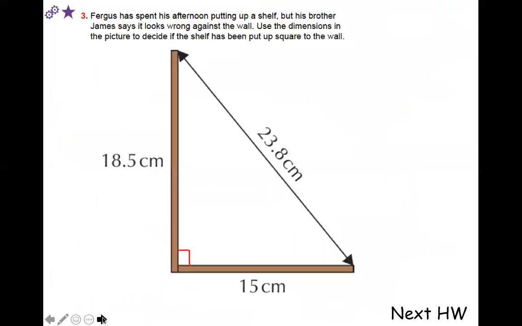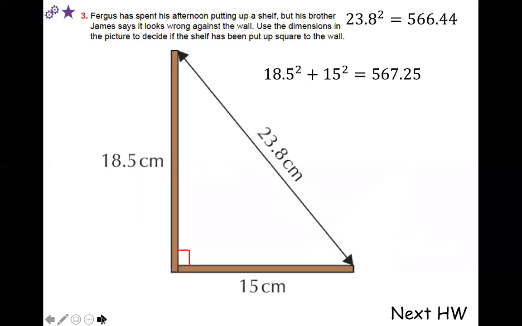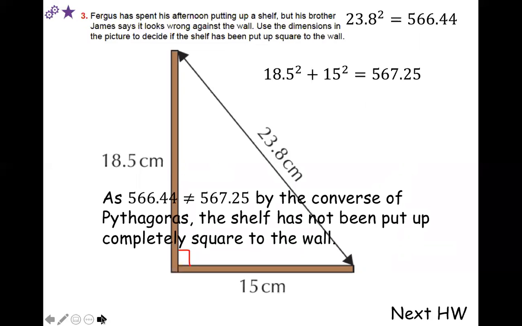And this question here, we had Fergus. He was putting up a shelf. James came in and says it looks wrong. Now, he measured the dimensions of the shelf to decide if it has been put up square. So, to prove his brother wrong, he's going to have to prove that 23.8 square is the same as 18.5 square plus 15 square. So let's do the calculation. I've got 566.44. I've got 567.25. Look at how close they are. Because they're different, no, not much.